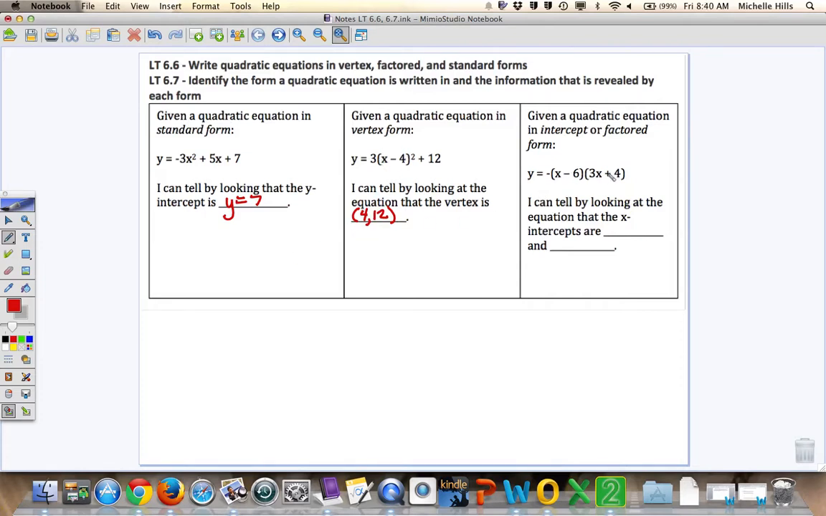In this case, factored form is also called intercept form. They're used interchangeably, so you need to know both of them. Based on what we did in the previous unit, I can tell that the x-intercepts are at x equals positive 6 and x equals negative 4/3. Again, without doing work, I can't tell the y-intercept or the vertex. The y-intercept would be fairly quick to find, but I don't need to do that.